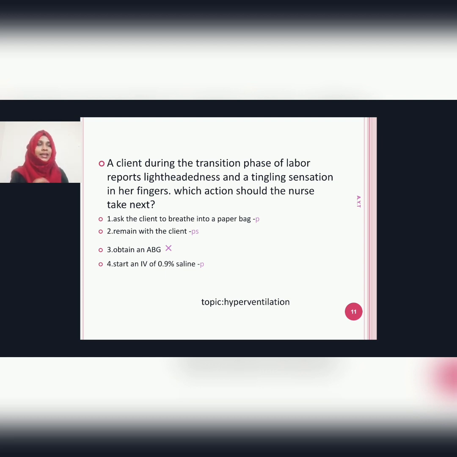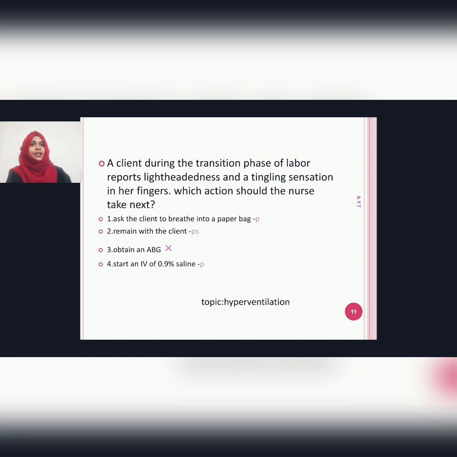Remain with the client. A nurse who will be remaining with the client for the entire labor process, that means she's giving psychological support. So that option belongs to psychological. So I categorize this one as psychological. Next is obtaining ABG, we removed already. Okay. Next is starting an IV. Starting an IV, obviously it is physical.